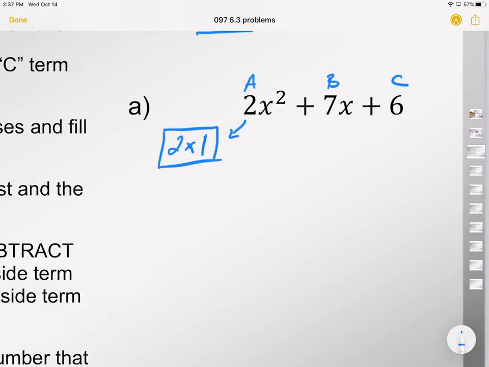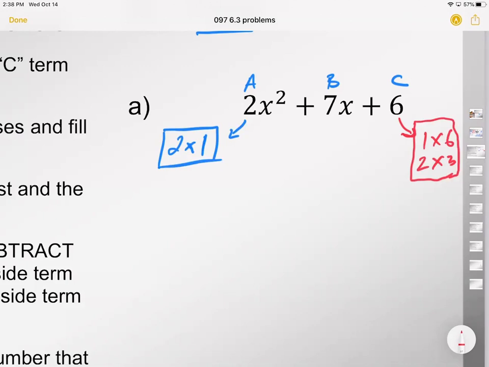And the multiple of 6, what is the multiple of 6? Let me color code it. The color for red will be my 6. Do you agree that 1 times 6 and 2 times 3 are the multiples of 6, meaning those are the two numbers that multiply to give me 6?